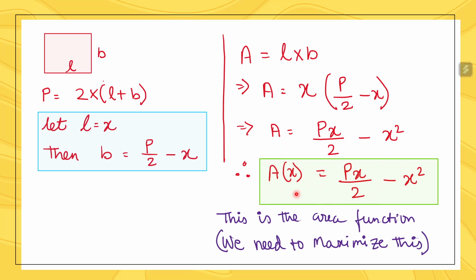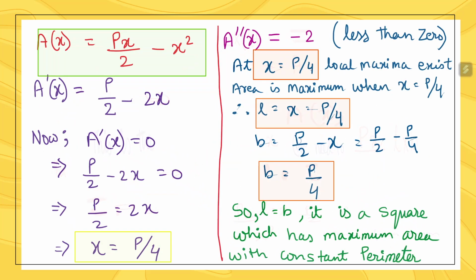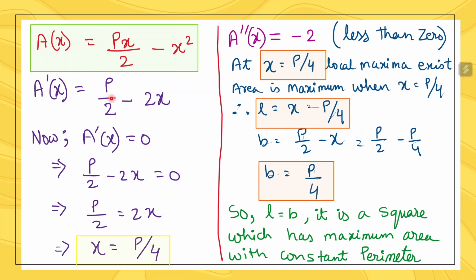If we differentiate this, first differentiation, we get P by 2 minus 2x. Now let the first derivative be equal to 0. Then P by 2 minus 2x is equal to 0, or x is equal to P by 4. If we double differentiate this area function, we get minus 2, which is less than 0. That means at x equal to P by 4, the local maxima exists. Area is maximum when x is equal to P by 4.